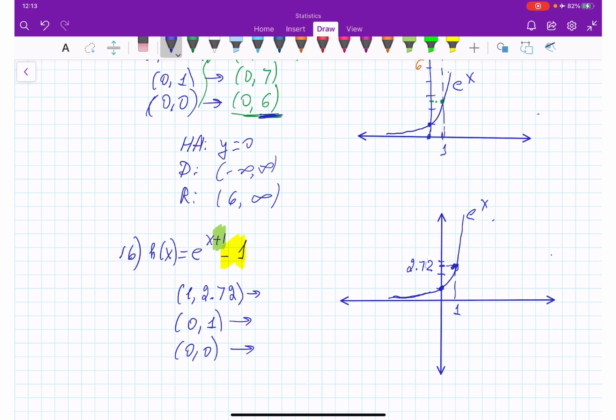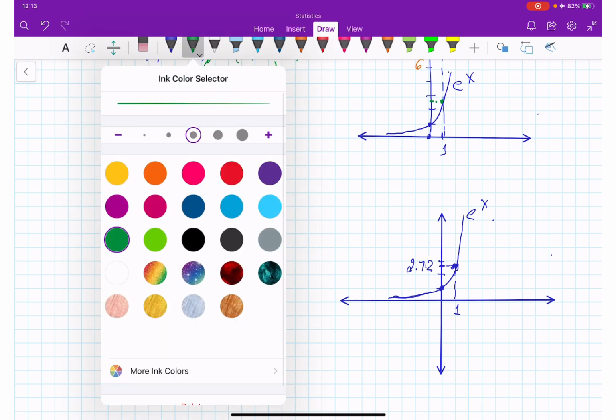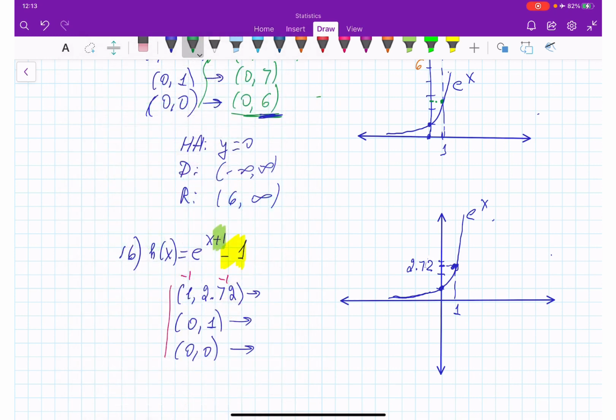So 1 and 2.72. What do we have here? We are going to change x by minus 1, entire x, and then y is going to be changed by minus 1 as well. So let's see what we get. 1 minus 1 is going to be 0. 2.72 minus 1 is going to be 1.72. 0 minus 1 is going to be negative 1. 1 minus 1 is going to be 0. So negative 1 and negative 1.